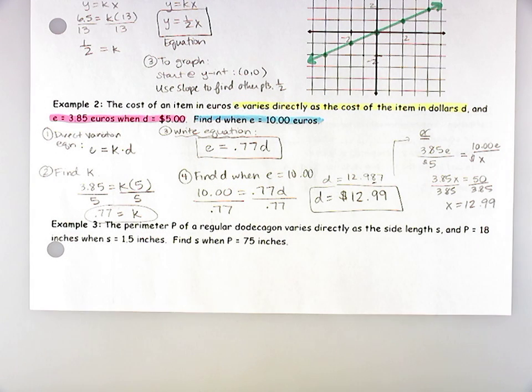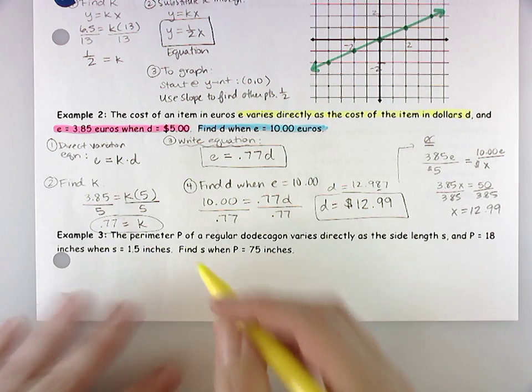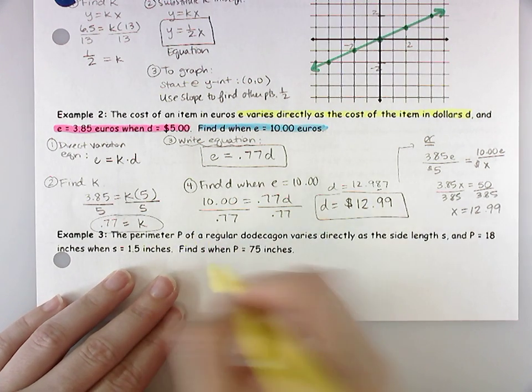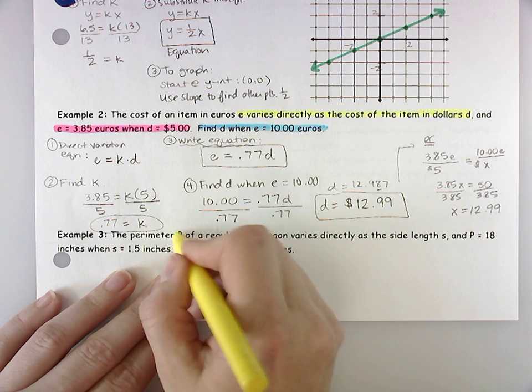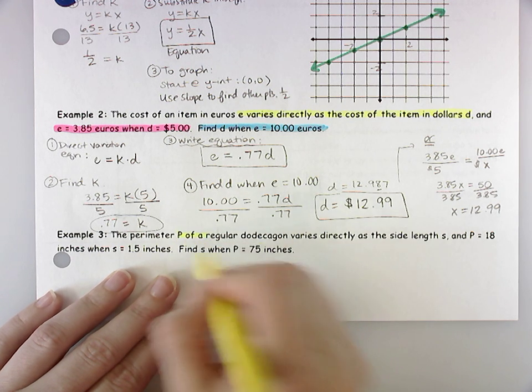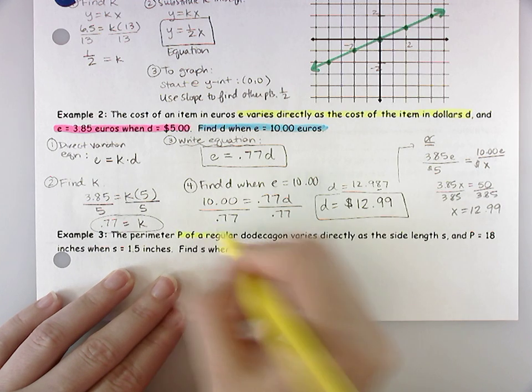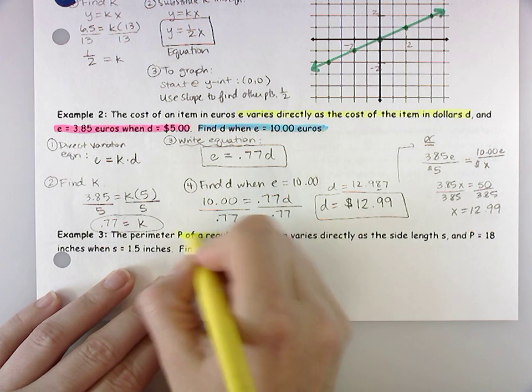All right, so example 3. Find the perimeter P of a regular dodecagon. Do you guys remember what a dodecagon is from geometry? 10? Not a dodecagon. Is that 11? Nope. 12? 12. Because the decagon is 10, and then the dodecagon will be 12. So P of a regular dodecagon.